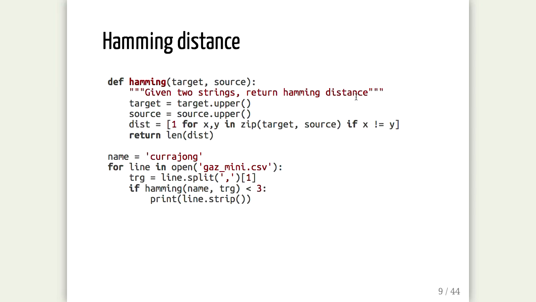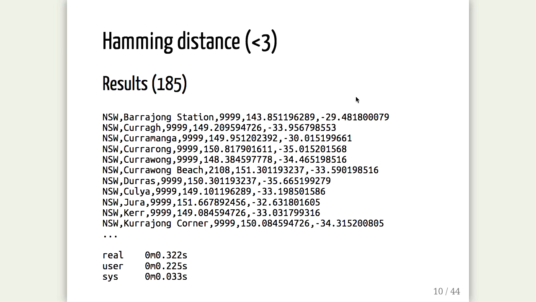However, this can still be useful. It's very easy to implement, which is an advantage of this algorithm. What I've done there is just zip the two words together and then counted the number of differences using a list comprehension and return that. And in this particular piece of code, I've said, if the distance between the words is less than 3, in other words, 0, 1, or 2, let's print that line of text. So we run that using the word Currajong over the GA data, and we get 185 results.